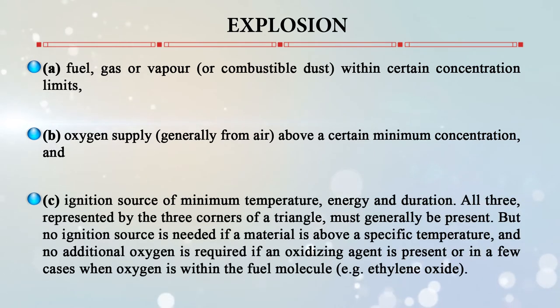And the third criterion is an ignition source of minimum temperature, energy, and duration. All these three are represented by the three corners of the triangle. They are generally present for any substance that can catch fire. But no ignition source is required if a material is above a specific temperature, and no additional oxygen is required if an oxidizing agent is present, or in a few cases when oxygen is within the fuel molecule, like ethylene oxide as an example.